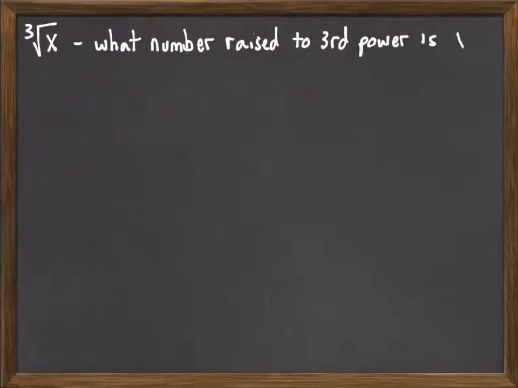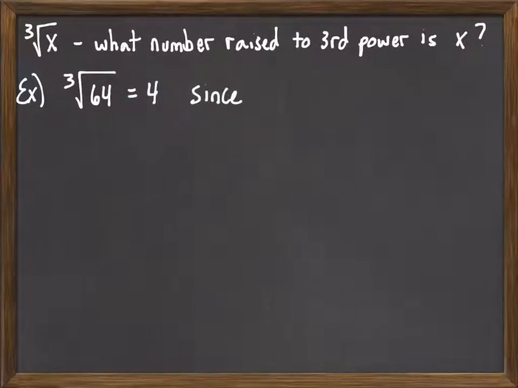If we put a little number in front of the radical symbol, then that's talking about something other than a square root. When we put a little 3 there, that's read as a cube root or third root. And it wants to know what number raised to the third power would give you x. As an example, consider the cube root or third root of 64. What number would you multiply times itself 3 times to get 64? Well, it turns out the answer is 4, because if you took 4 times 4 times 4, or 4 to the third power, you would get 64.